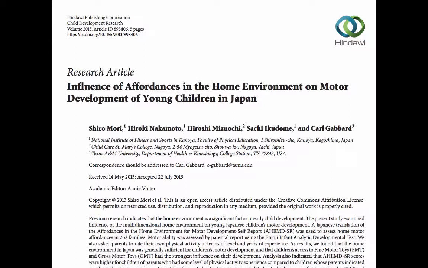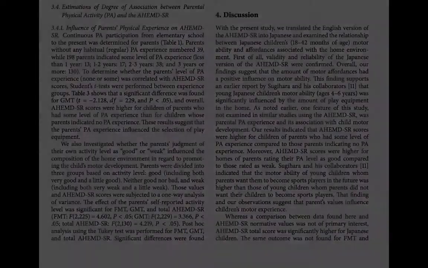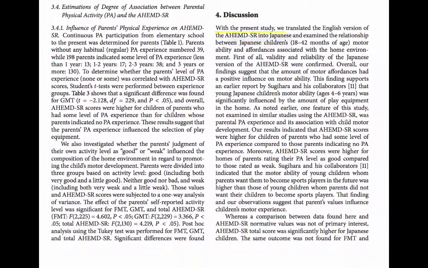Now let's look at the paper, Influence of Affordances in the Home Environment on Motor Development of Young Children in Japan. This paper is published in Child Development Research. The first sentence of the discussion reads, "With the present study, we translated the English version of the AHEMD-SR into Japanese and examined the relationship between Japanese children's, 18 to 42 months of age, motor ability, and affordances associated with the home environment."